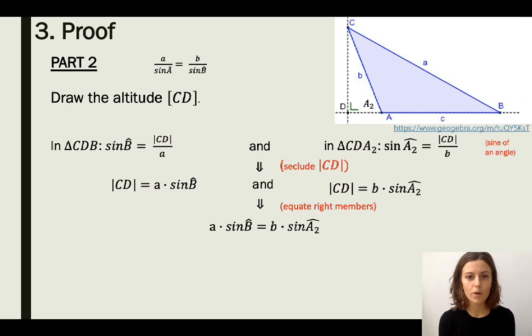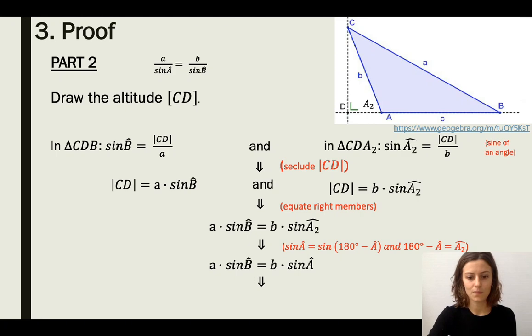If you take a look at what we're trying to prove and what is in our proof at the moment, you see that we're talking about the sine of A2 and not the sine of A. We want to be talking about the sine of A. So the question now is, what is the relation between A2 and A? These are supplements, and we know that the sines of supplements are the same. So now we can conclude that a times sine of B equals b times sine of A.